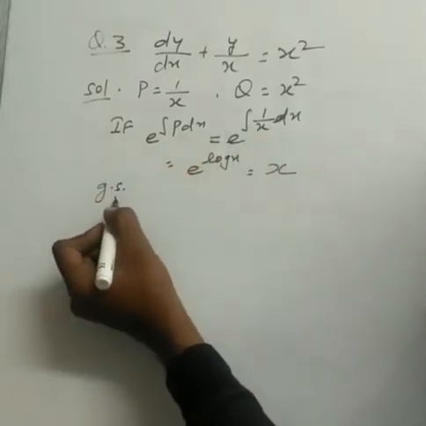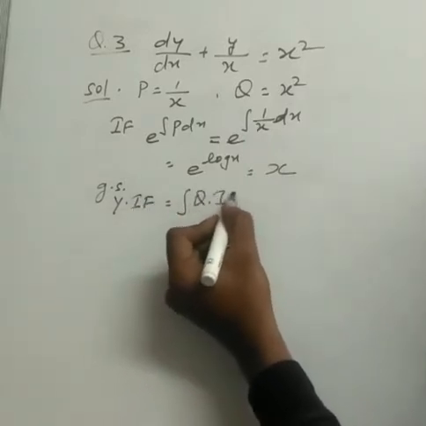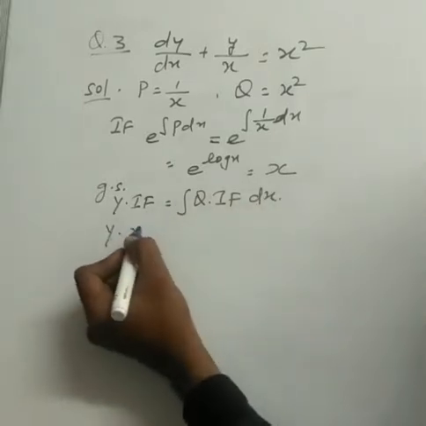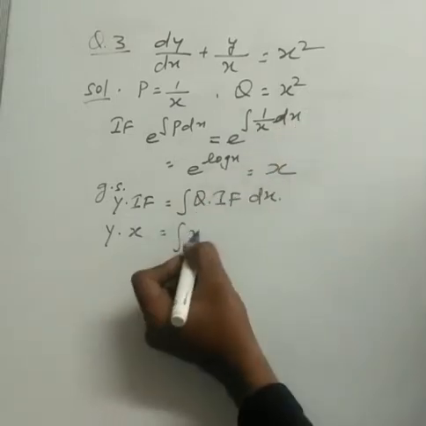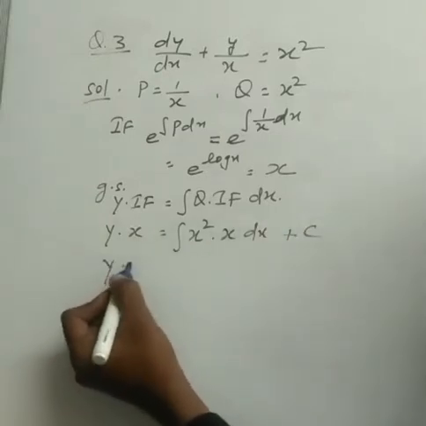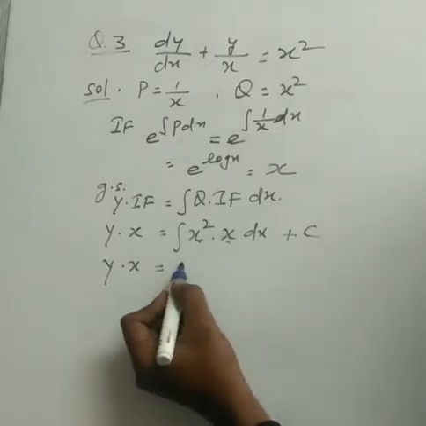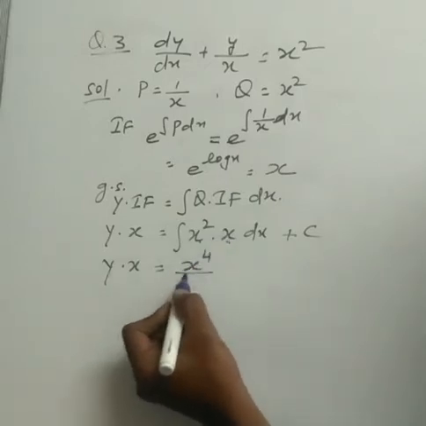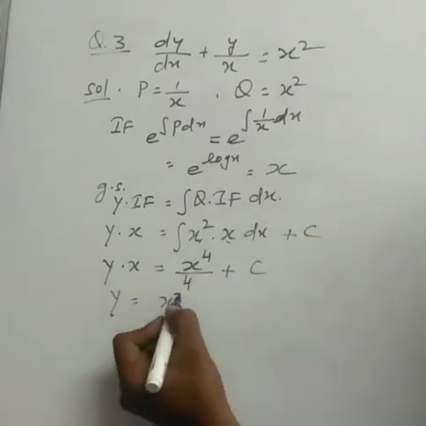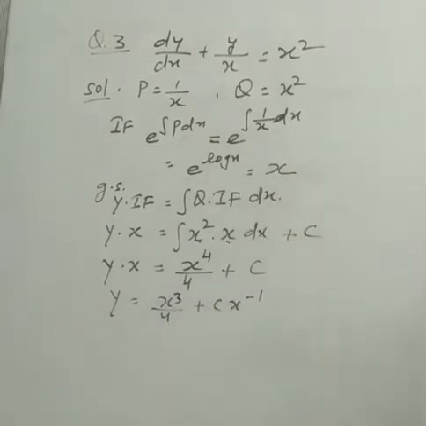Now the general solution: y into IF equals integration of Q into IF dx. IF is x, Q is x square, IF is x, dx plus C. y x equals integration of x square into x, which is x cube. Integration of x cube is x power 4 upon 4 plus C. So y equals x cube upon 4 plus C x power minus 1. This is the answer.